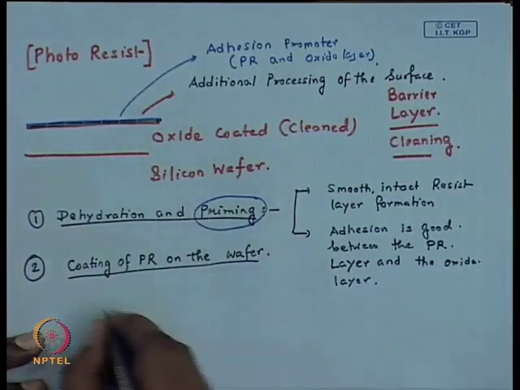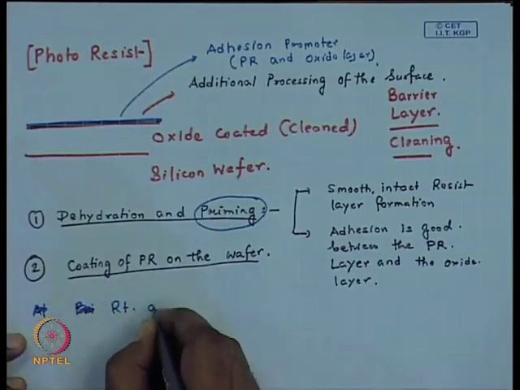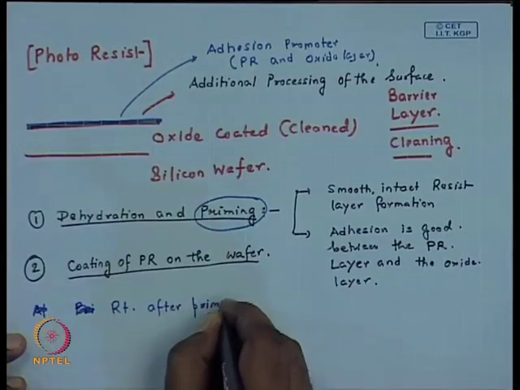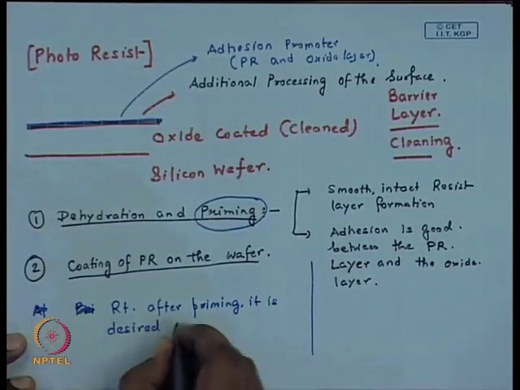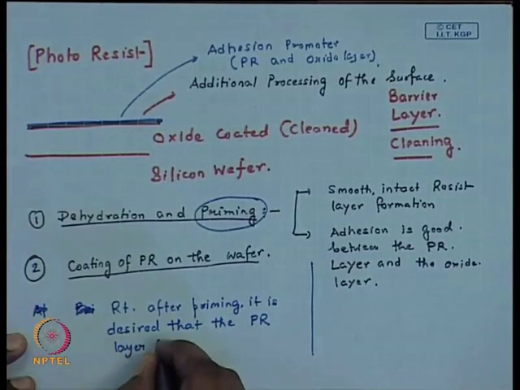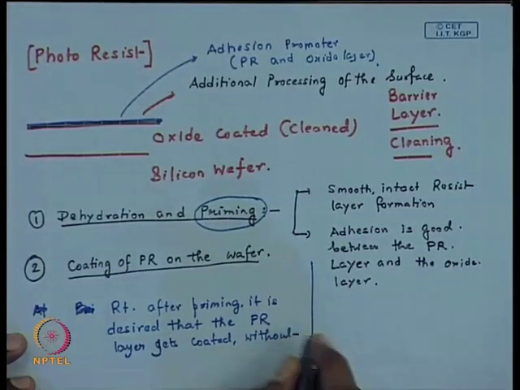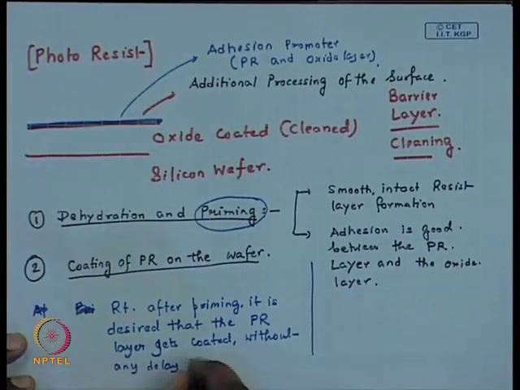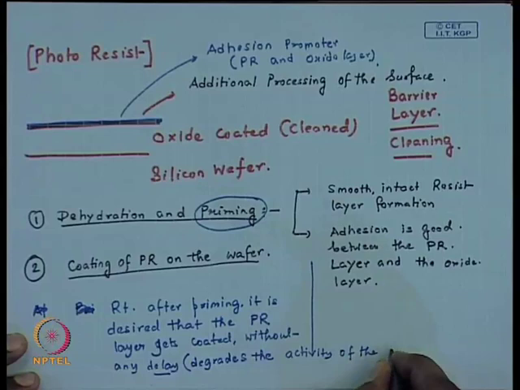Conventionally, what is necessary to be done right after priming is that the photoresist layer gets coated without any delay, because the delay degrades the activity of the priming layer itself.